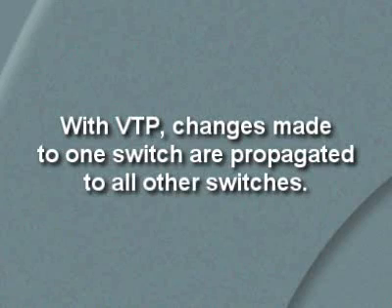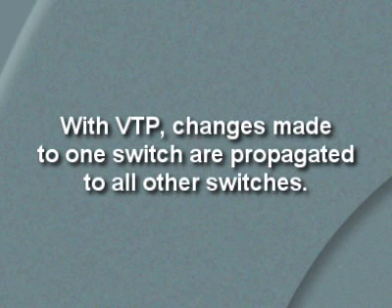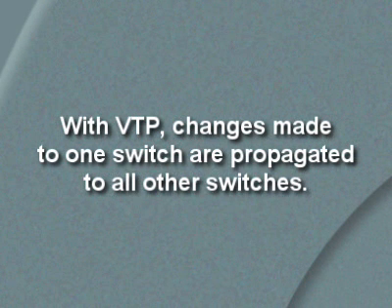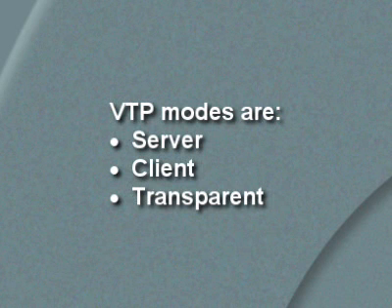So therefore, VTP steps in and makes it possible for me to add a VLAN to one switch, and that information is propagated to all of the other switches in that administrative domain. VTP has 3 modes: server mode, client mode, and transparent mode.